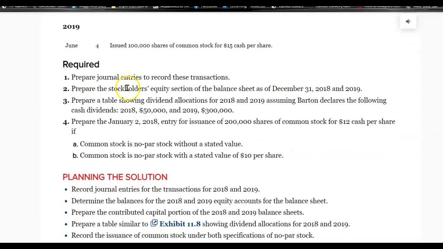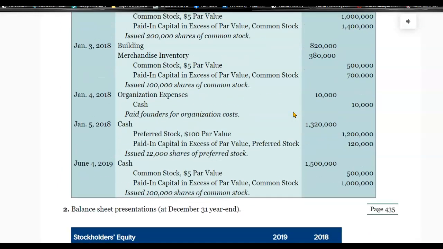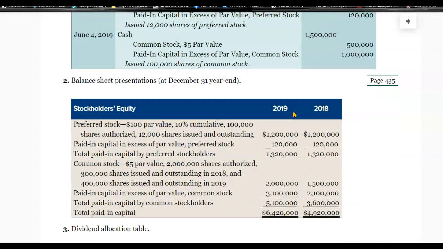So the second part of this was to prepare the stockholders' equity section of the balance sheet as of December 31st, 2018 and 2019. All right. So let's take a look at requirement 2. And here's what we have. So we've got 2018 and 2019. Notice this, when you're setting these up, the current year is always the first column, and then it works backwards. It is somewhat counterintuitive. A lot of people want to start off with the earliest year and then work backwards to the current year. It goes from the current year and works backwards.